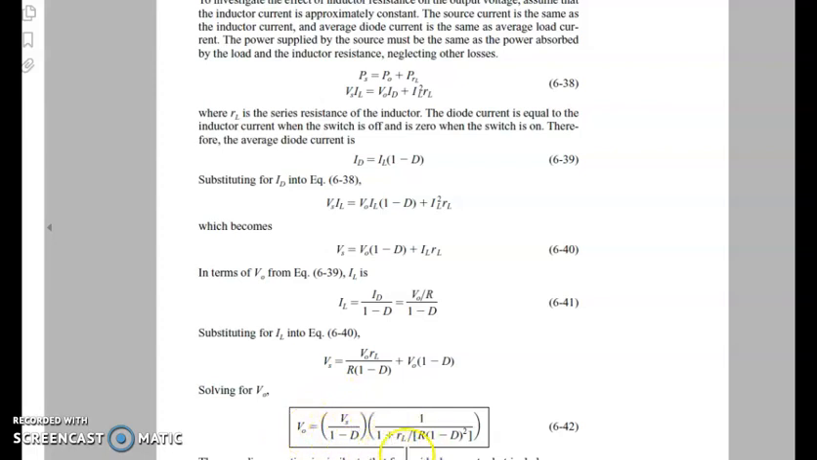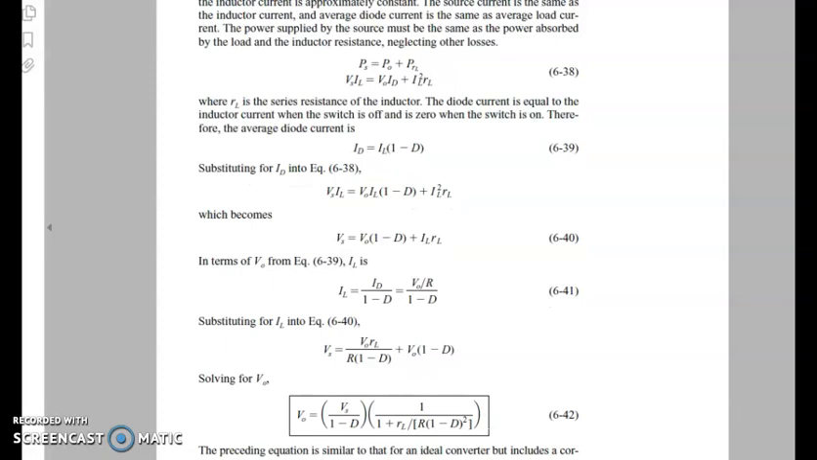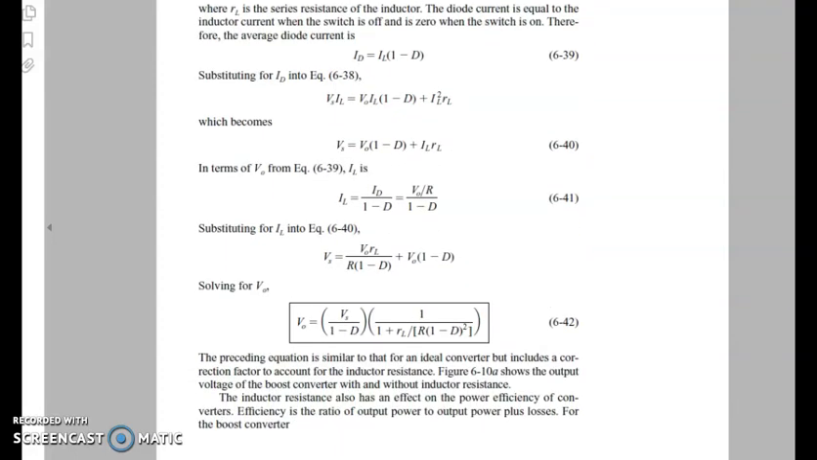But if you have the element of RL here, the inductor resistance value, the higher the resistance value, the higher the losses that the inductor contributes into the system.